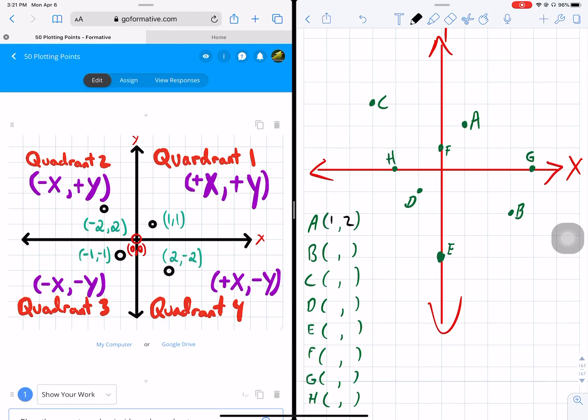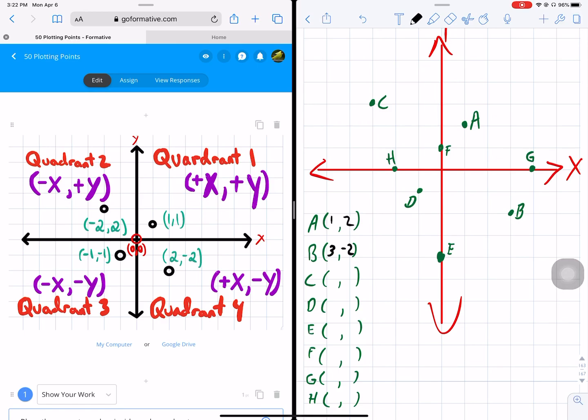So find B. Here it is. Start in the middle. And we're going to count the x first. So go over and then down. And because you go down, this one's going to be negative. So let's count 1, 2, 3, down 1, 2. 3, negative 2.